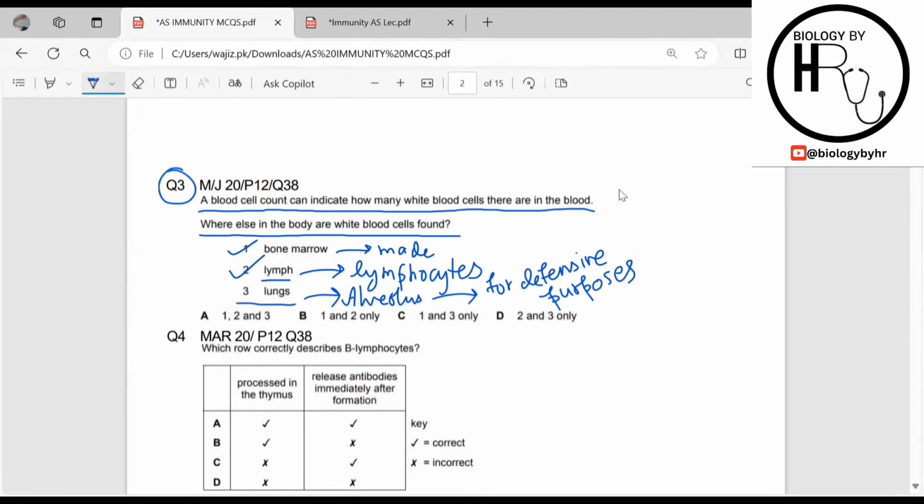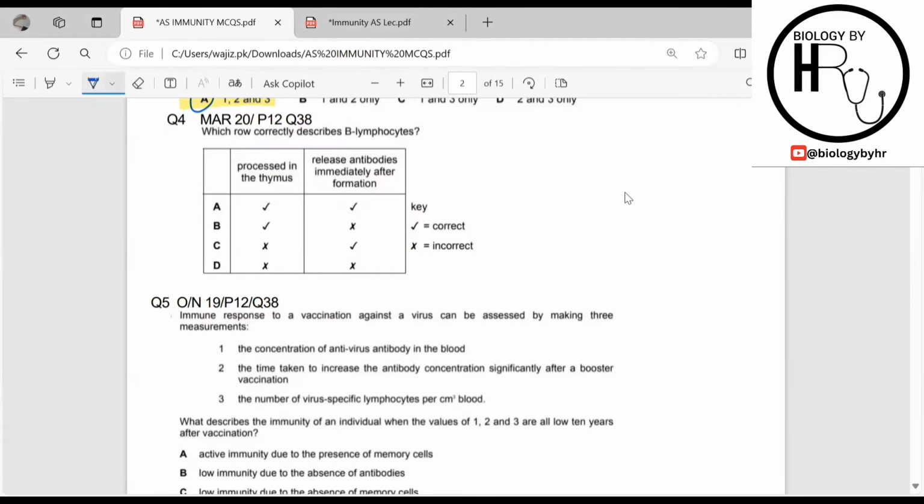So hence the answer over here is option A. 1, 2 and 3 all are correct. Let's have a look at question number 4 over here.